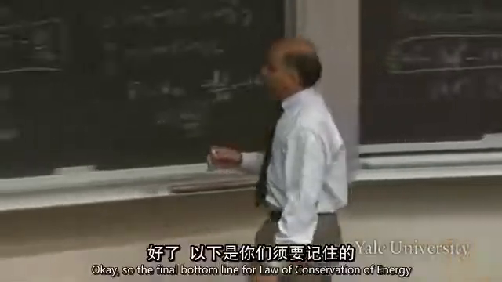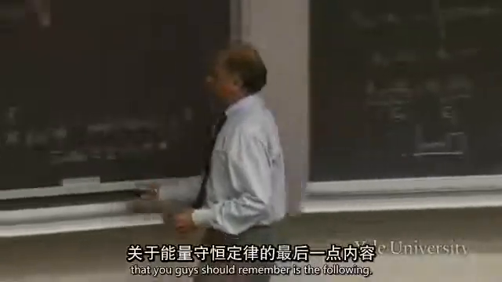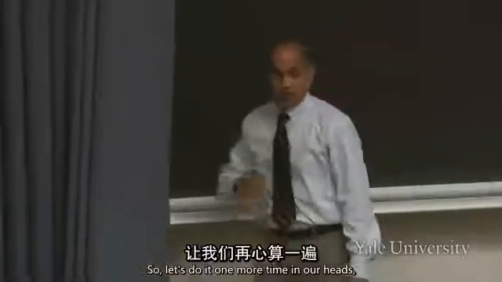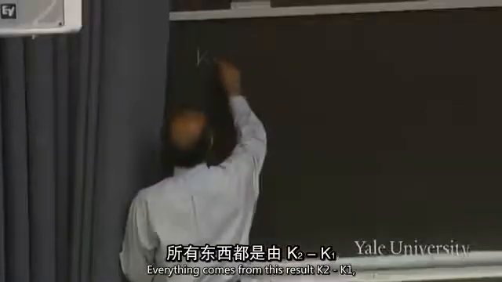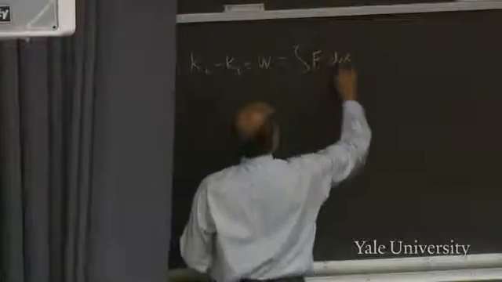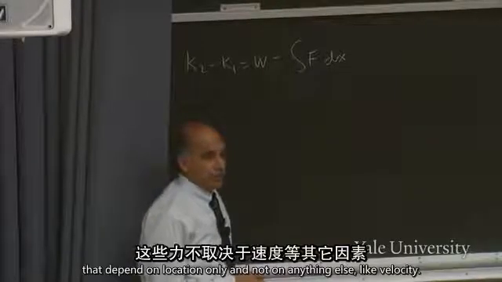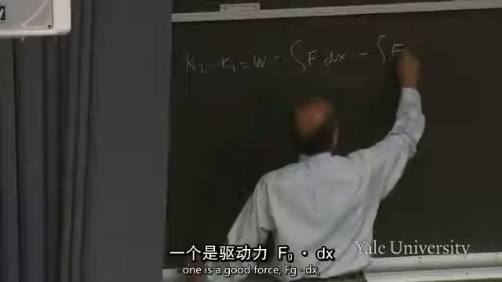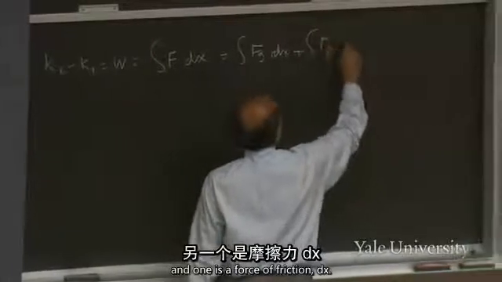Okay, so the final bottom line for the law of conservation of energy that you guys should remember is the following. You take all the forces acting on a body. So let's do it one more time in our head so you know where everything comes from. Everything comes from this result: K2 minus K1, which is the work done, is the integral of all the forces. Divide the forces into forces that depend on location only and not on anything else, like velocity. Let me just divide them into two forces. One is a good force, dx, and one is a force of friction, dx.